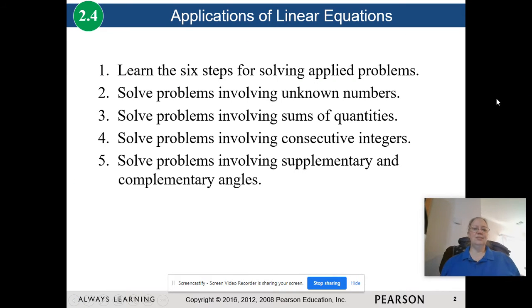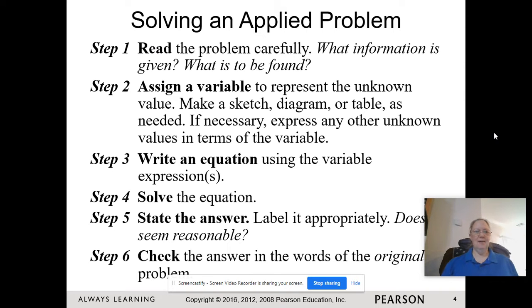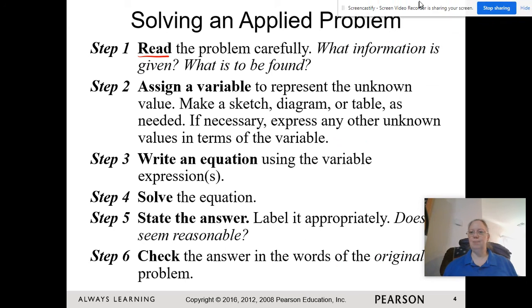All right, let's take a look at section 2.4, which is applications of linear equations, which is word problems. I know that's everybody's least favorite. So first thing you want to do is read the problem. That seems pretty self-evident, but I do have a lot of students who ask me how to do a problem, and I ask them if they read the problem, and they say no. So it's always helpful to read the problem.